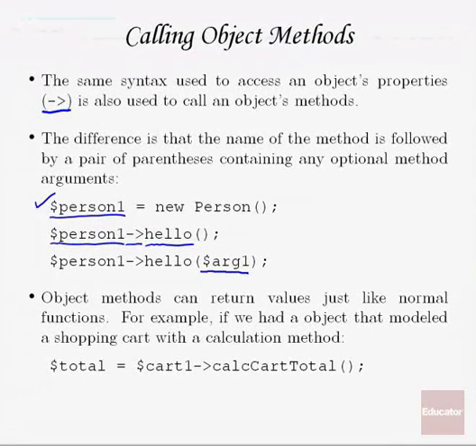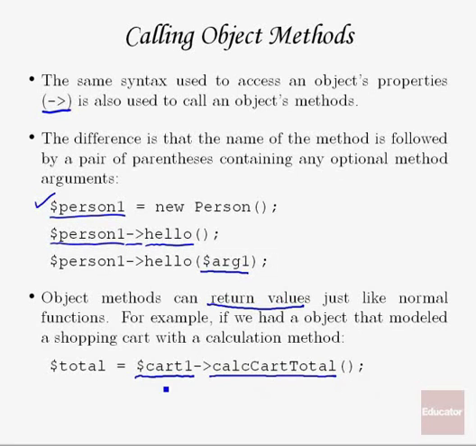One other thing to note is that object methods can return values just like a normal function can. So for example, let's say we had an object that modeled a shopping cart, which is something we're going to be adding to our web application. But let's say we already had that and we've declared an instance of it. So we have this cart1 variable that's an object of our shopping cart class. Maybe that shopping cart class has a method on it called calc cart total, which is a function we've been using in our utility library. If you run that calc cart total function on a particular cart object, let's say it calculates that cart total and returns it as a value.